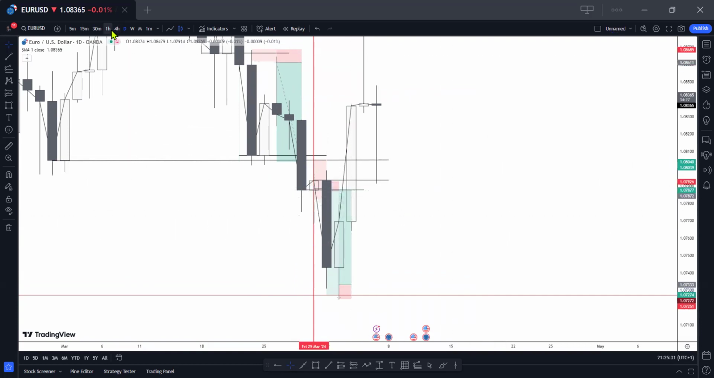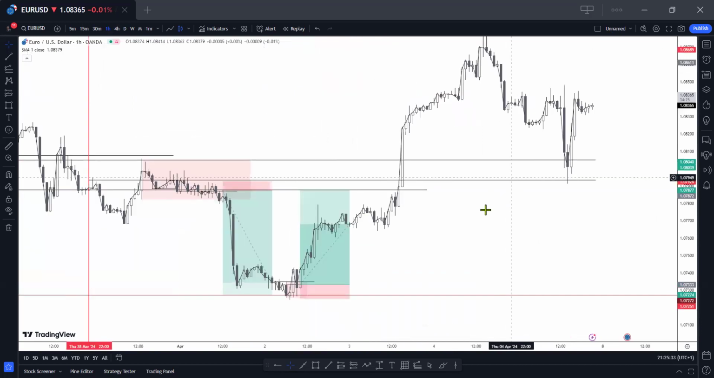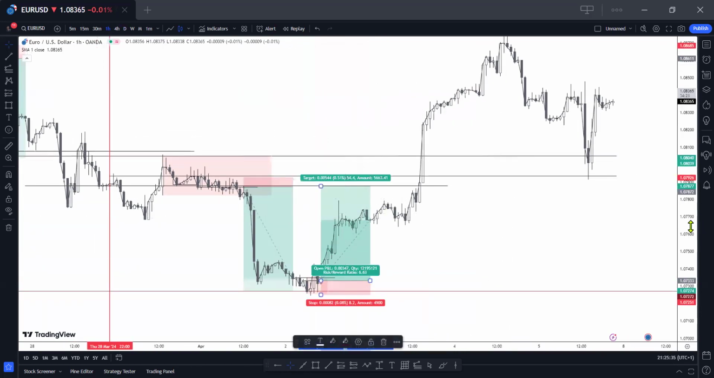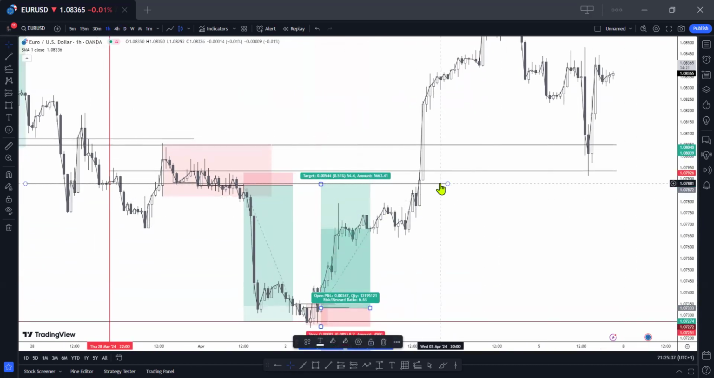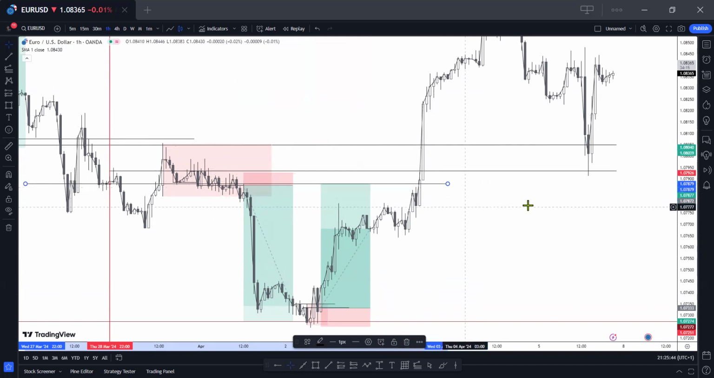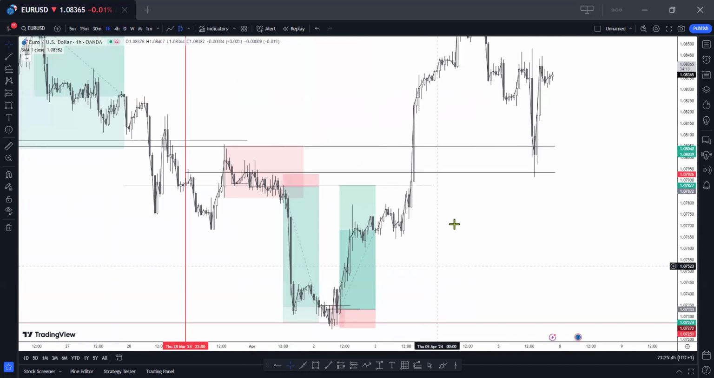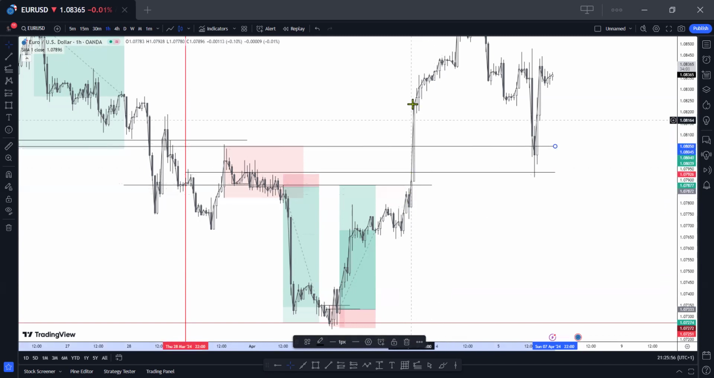Okay, so let's go back to H1. So that's your first target, right? Hit target. Boom. Now, when price got to this target on the H1, is there an H1 engulfing? No. Price breaks it. So would you close your trade? No. You have to wait for H1 engulfing to form before you start selling, right? There's no H1 engulfing to sell. Price keeps breaking it.